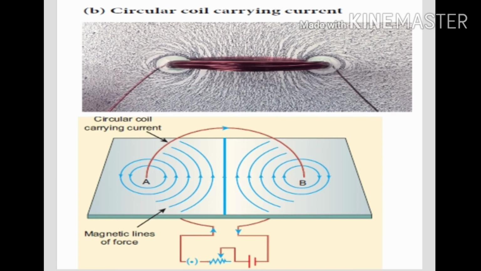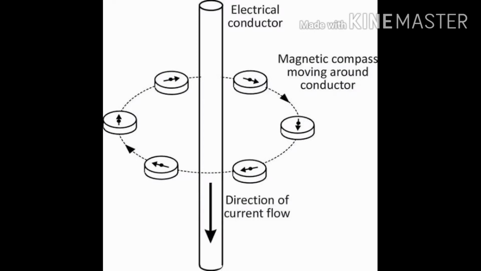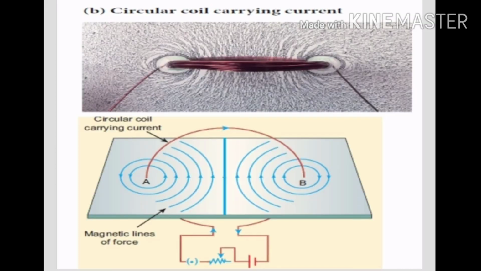Next one, magnetic field around a circular coil carrying current. If we keep a magnetic compass near the current carrying circular conductor, the magnetic needle deflects, which indicates the existence of magnetic field. Tracing the direction of the deflection, it shows the magnetic lines are circular near A and B and nearly parallel to each other near the center of the loop. Thus, the field present near the center of the coil is almost uniform.